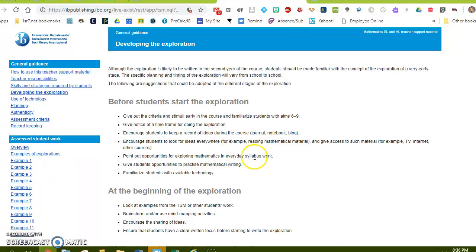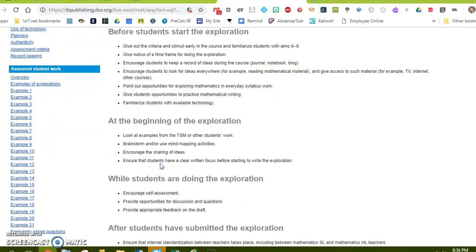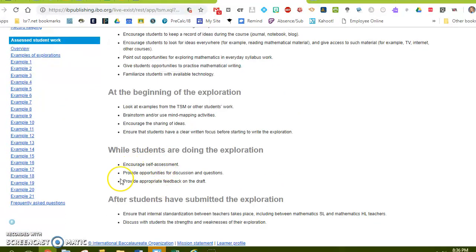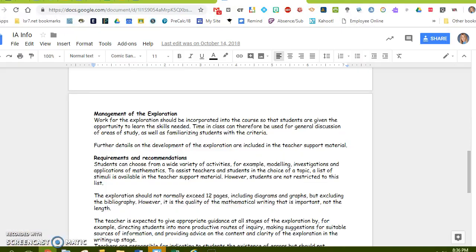We've talked about different ways we can explore math even in our curriculum throughout the year. We've given you opportunities to practice your writing. We've talked about technology. And so we're going to be looking at mind mapping activities and sharing ideas and making sure you have a clear written focus before you start. And then self-assessing, and talking about questions and answers, and discussions and feedback on the draft, and all of those things. So that's what it's talking about in that particular document there.